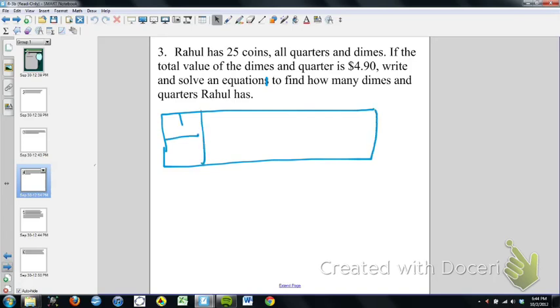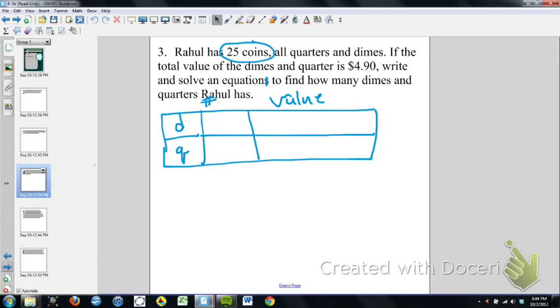And this will be dimes, and this will be quarters. Okay. And this row will be the number of coins, and this will be the value of the coins, because there's two different things. Now, let's see. He has 25 coins total, all right?